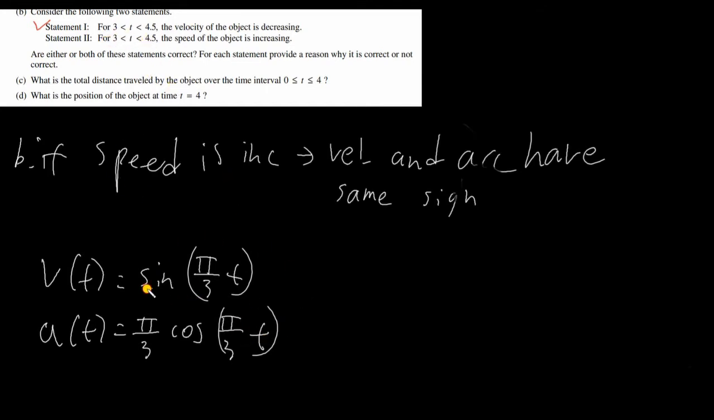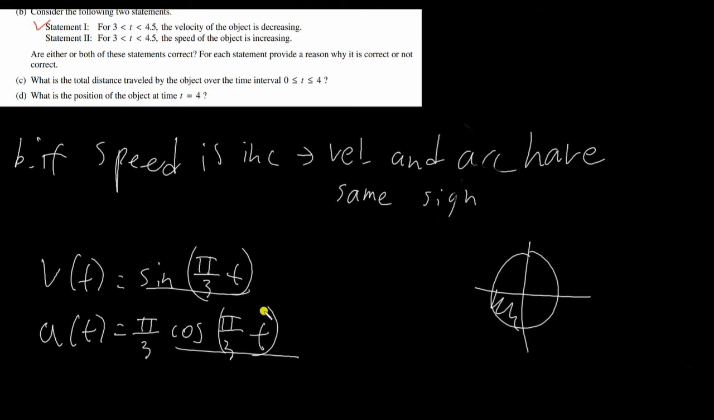Notice that for both of these transcendental functions here, if we put in t equals 3 and t equals 4.5, those are the boundaries for the third quadrant in our circle. That's our third quadrant. And also remember that in this third quadrant, sine and cosine are both negative. So that means the velocity is going to be negative in the third quadrant.